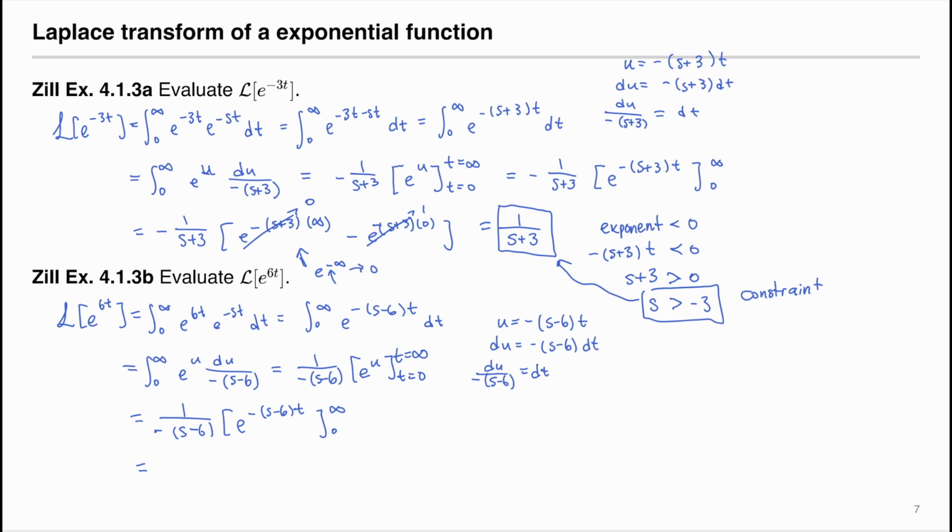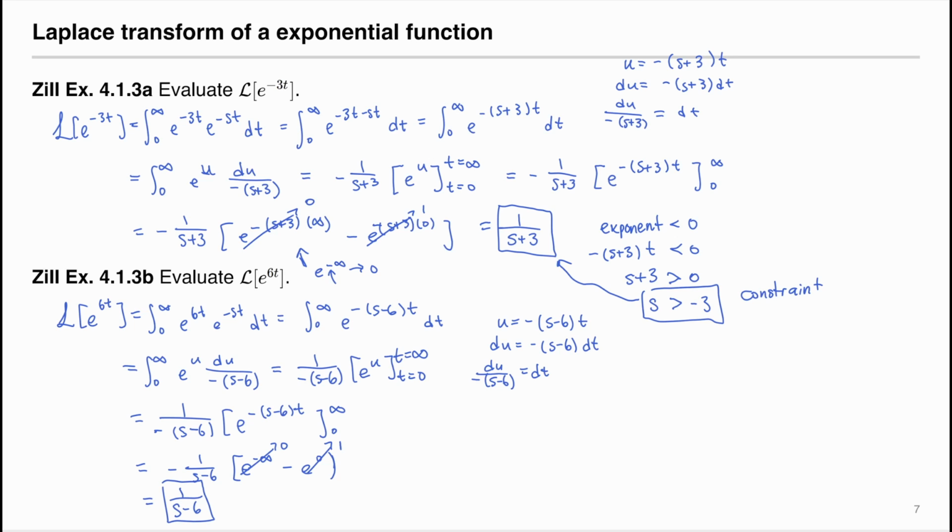Similarly, I've evaluated, it gives me e to the something minus infinity minus e to the 0. So the negative 0, this is 1. So negative cancels out. So I have 1 over s minus 6 as my final result.